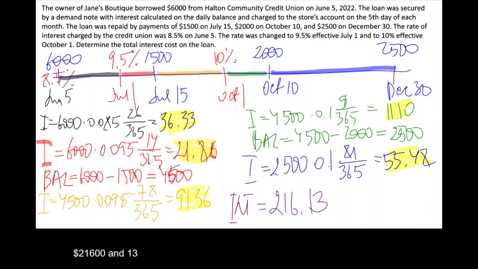$216.13. That's it. So is it a coincidence that December 30th is 2,500 and our last... No, it's not a coincidence. Right, you just pay off the loan. Okay, makes sense. I was just checking. Yeah, of course.